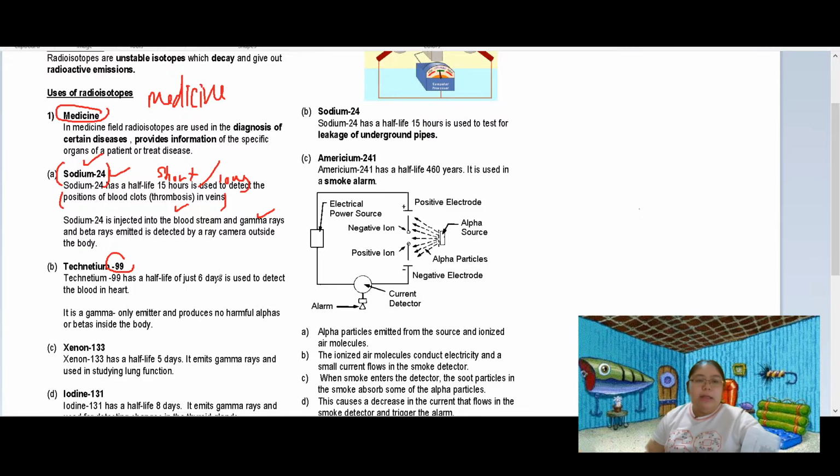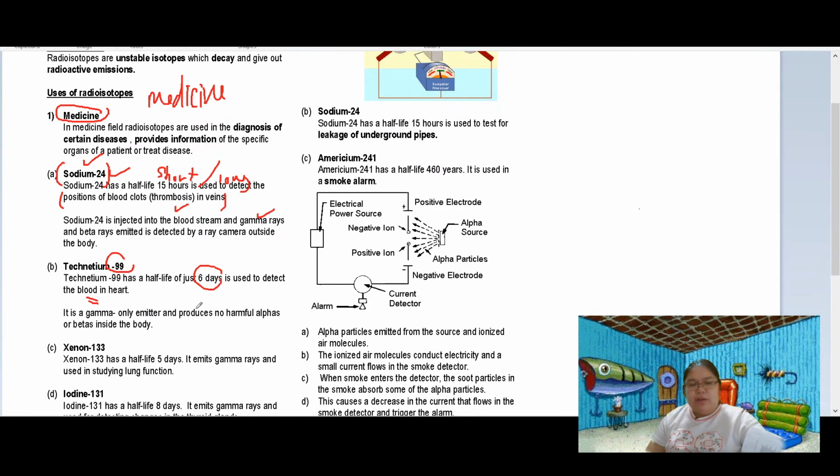Then next we go to technetium-99. For technetium-99, the half-life you see is 6 days. So normally the half-life is in hours and days. It cannot be years or weeks. They are used to detect blood in the heart, whether the blood inside the heart can flow or cannot flow. From here they use a gamma emitter, which does not produce harmful alpha and beta inside the body.